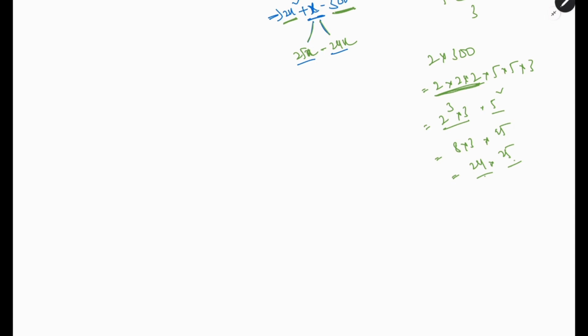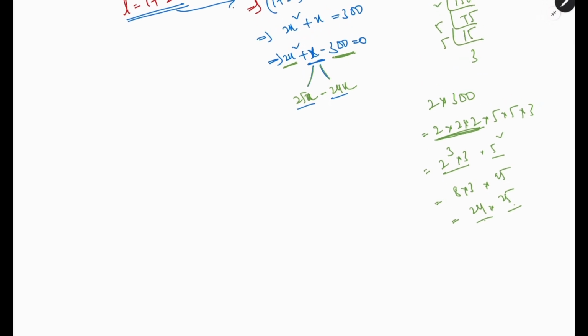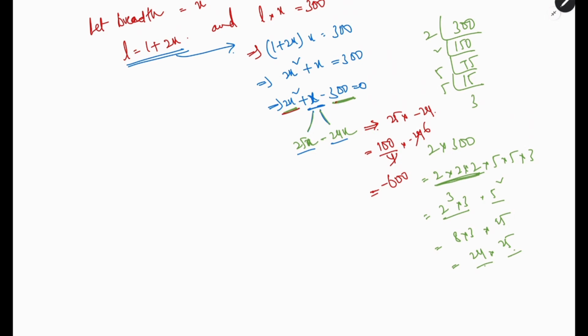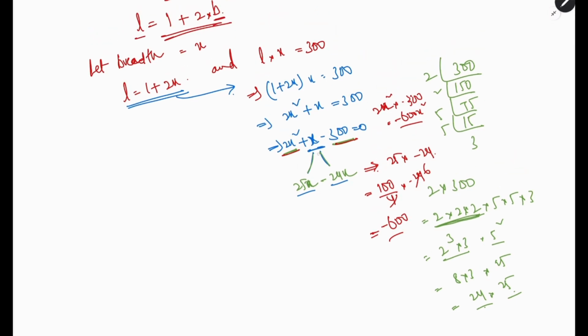25x minus 24x. Here, if we take the product of these two terms, what are these? 25 into minus 24 is what? 25 can be written as 100 by 4, into minus 24, 4 into 6. It is minus 600. This is minus 600 and the product of these two terms is 2x square into minus 300, that is minus 600x square. These two are same. So we will split in this way.